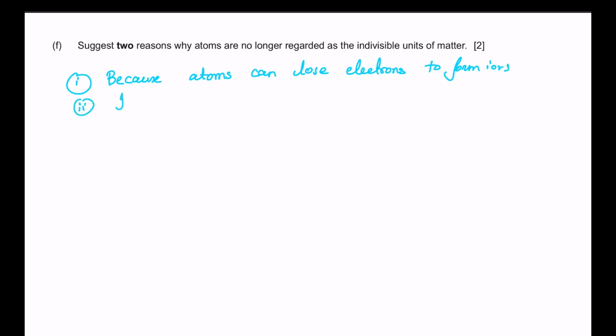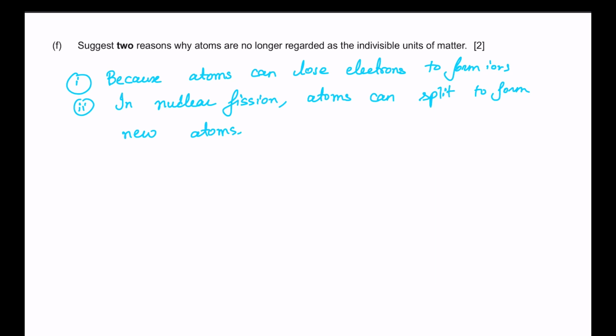Now I'll just write out the answers here because form ions. Second is in nuclear fission, atoms can split to form new atoms. That's it for this question. If you just write these 2 points, you'll get a perfect 2 out of 2.